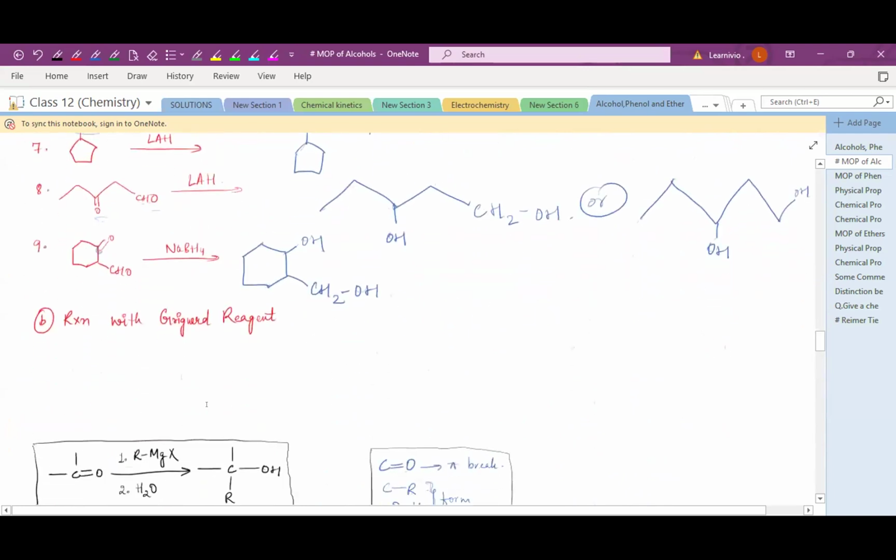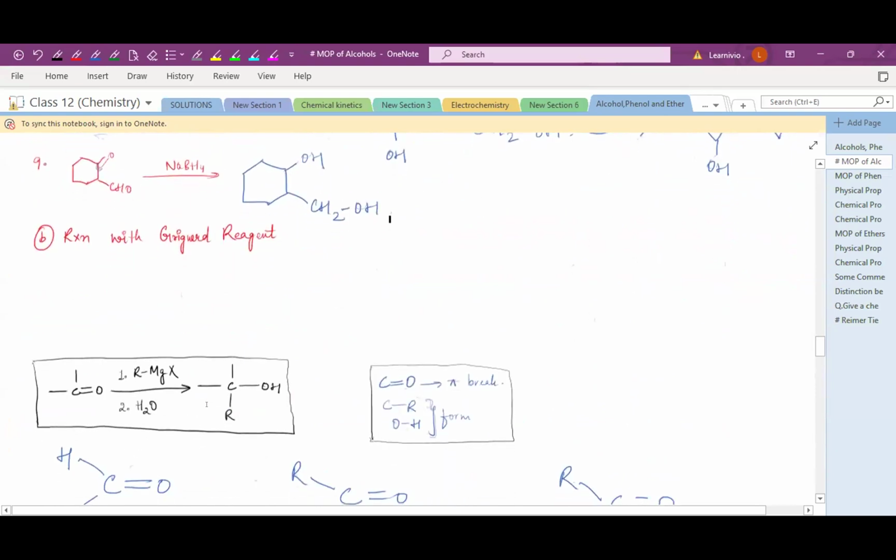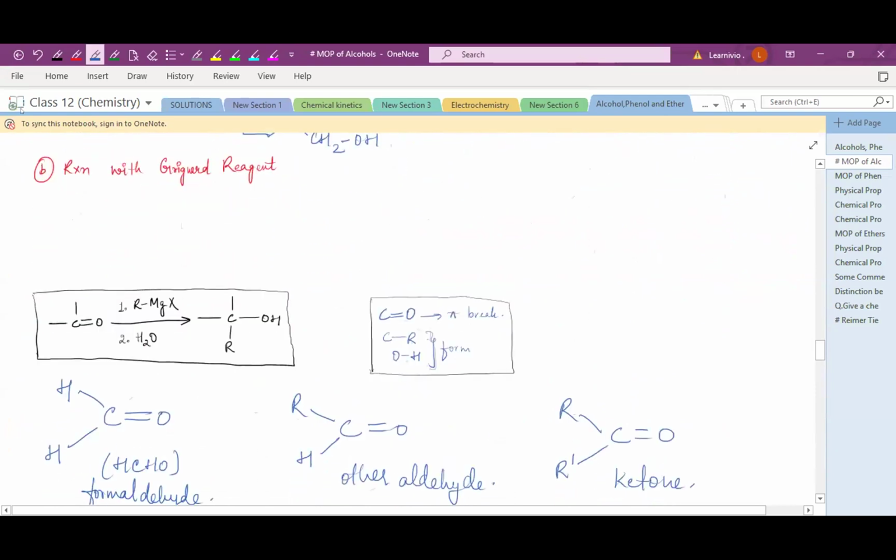Okay, so B part is the reaction with Grignard reagent. The reaction of carbonyl compounds with the Grignard reagent. What is Grignard reagent? RMgX. Okay, what reaction will happen with RMgX for our carbonyl compounds? Let's see. Carbonyl compound is this ketonic CO group. If I attach H over here, R over here, it will become an aldehyde. And if I attach R and R dash over here, it will become a ketone. So in both the carbonyl compounds, aldehyde and ketone, the CO group is common, right?